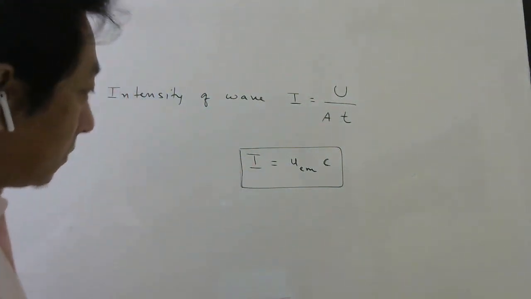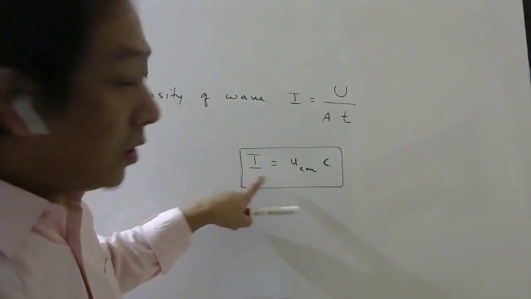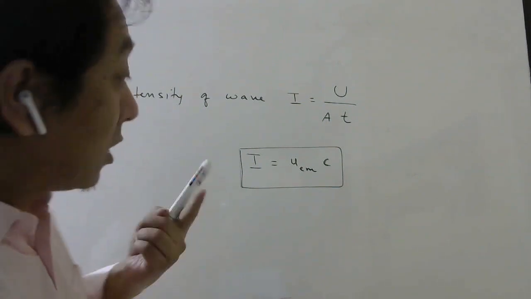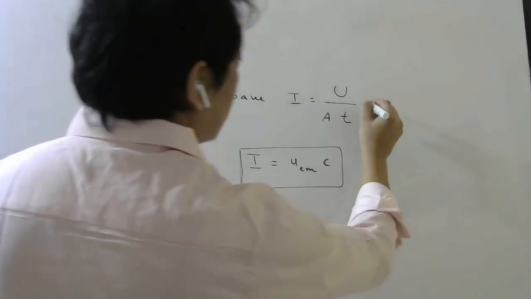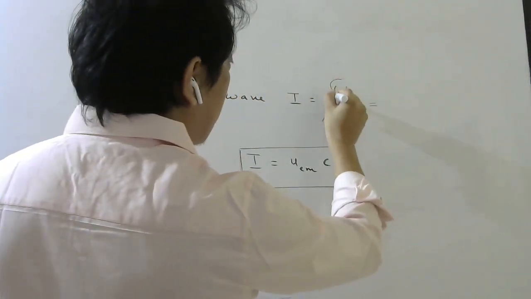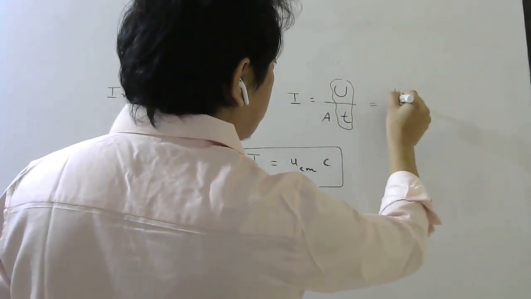Okay. So sometimes this will be given. You can calculate this. Sometimes power will be given. So power you can write like this. Energy by time is your power.